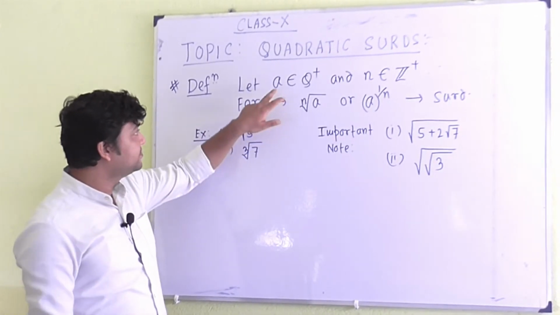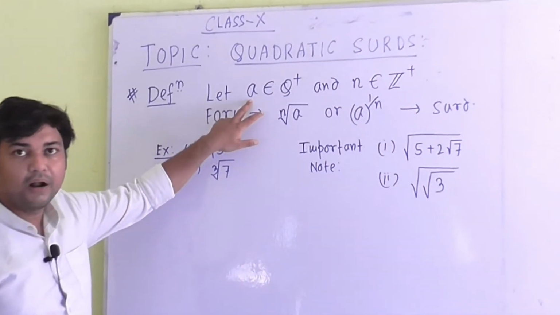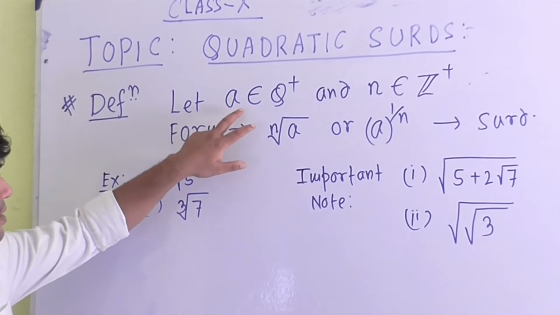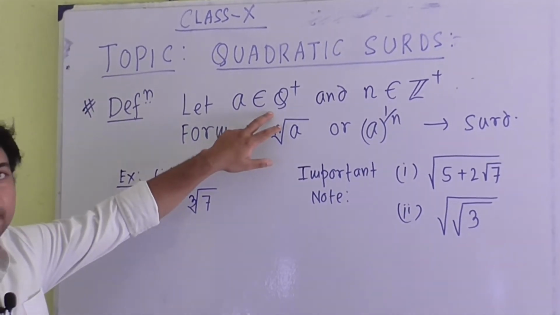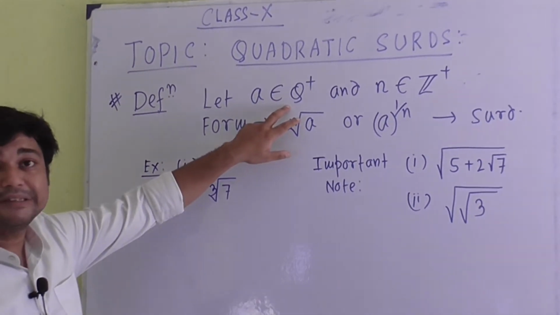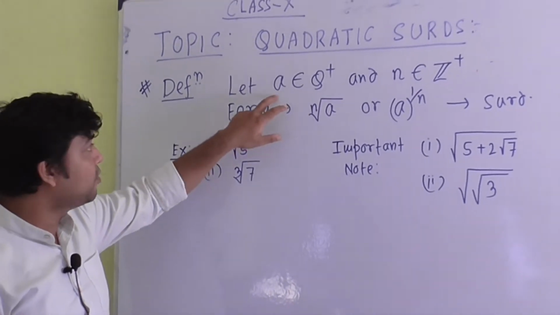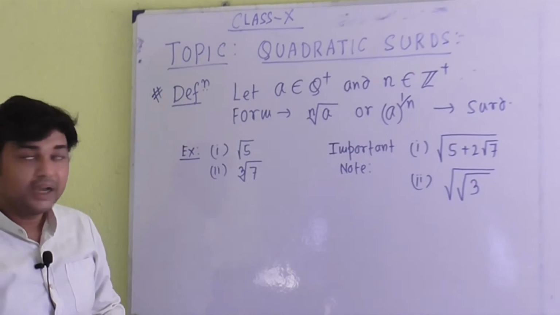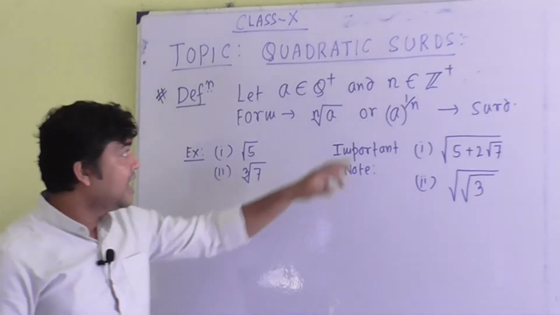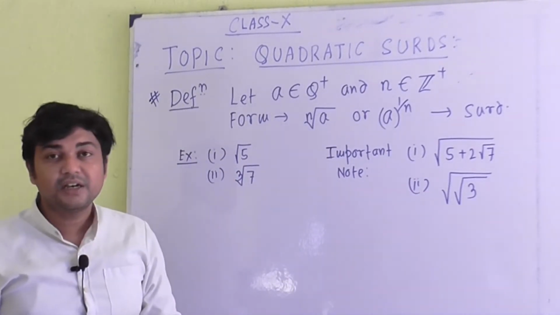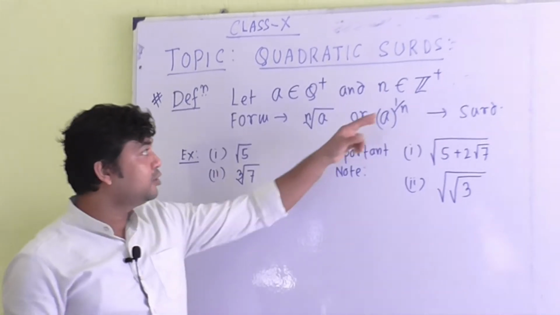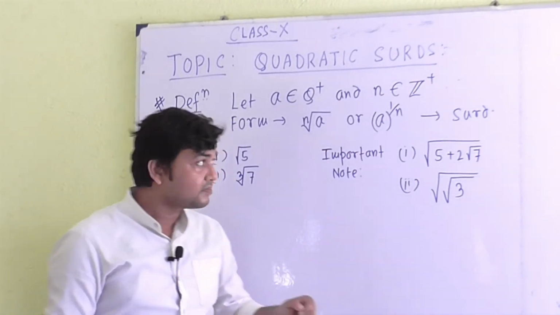Let us take a positive rational number. Suppose small a is a positive rational number. This sign means the positive rational number set, and this sign means it belongs to. That is, small a belongs to the positive rational numbers. It is a member of the positive rational numbers. And small n is another kind of number which belongs to the set of positive integers.